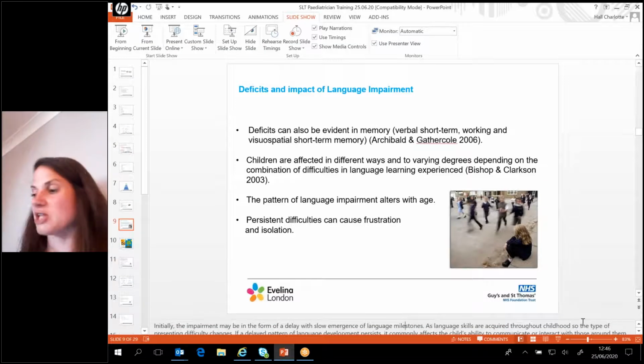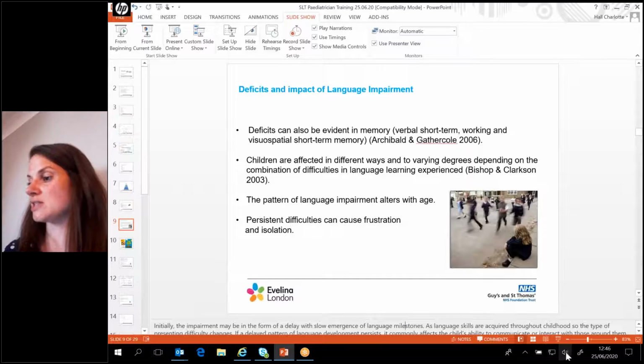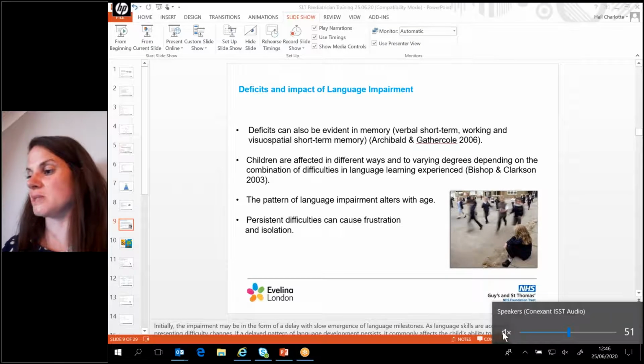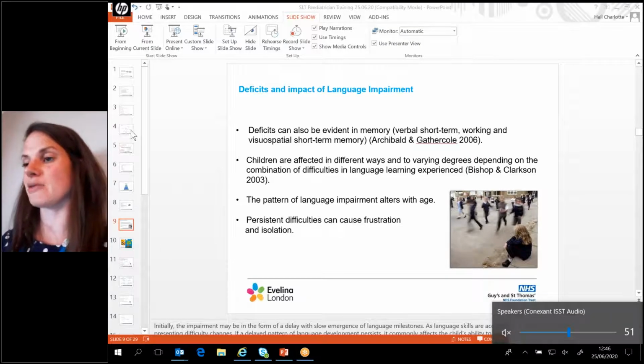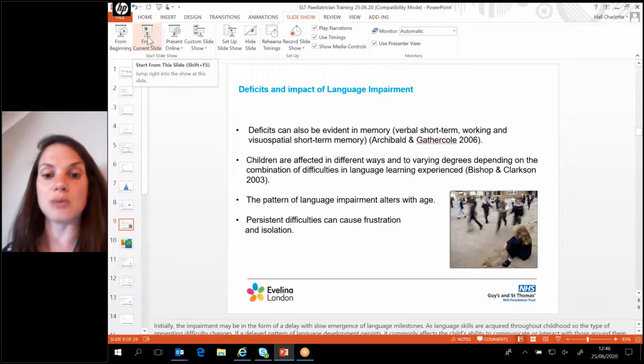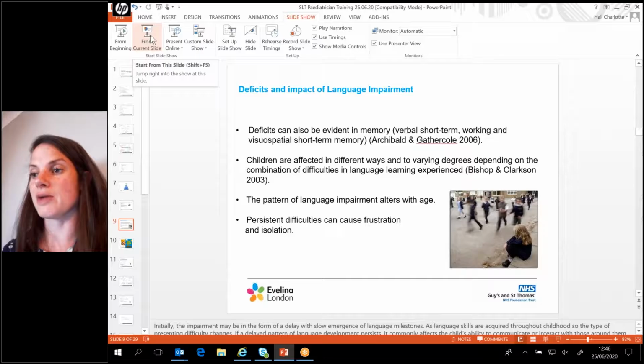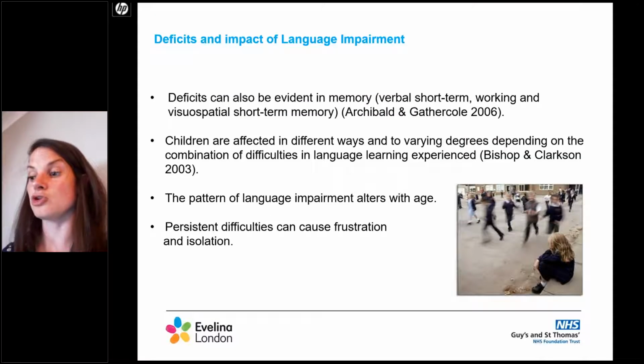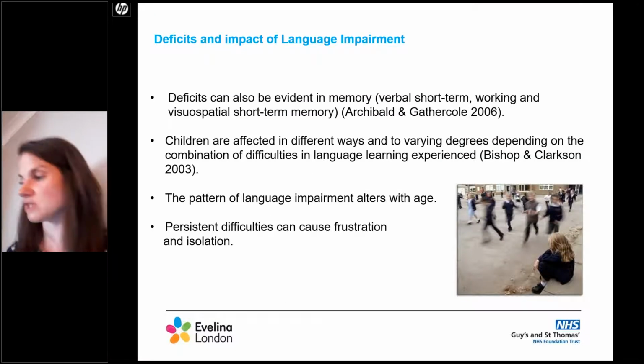Also, what we do know is that some people with speech and language difficulties can become very frustrated and quite isolated. And we saw in one of my previous slides the long-term impacts of not dealing with speech and language difficulties.